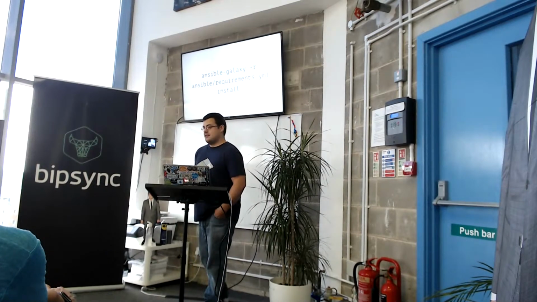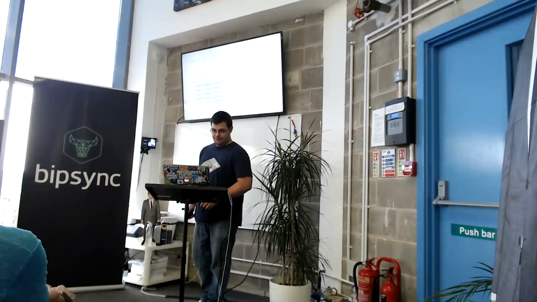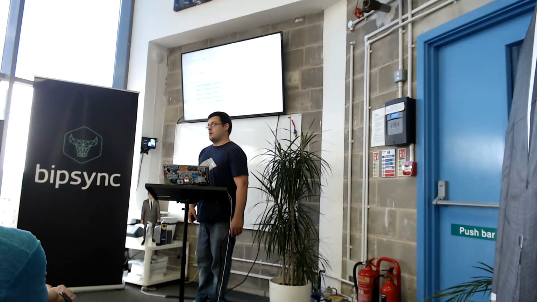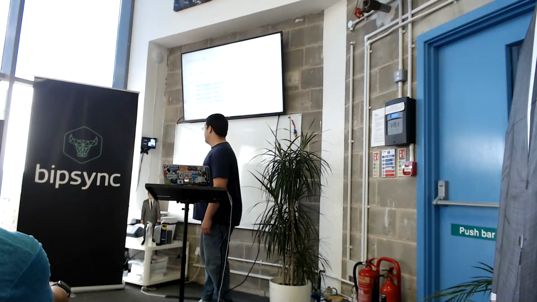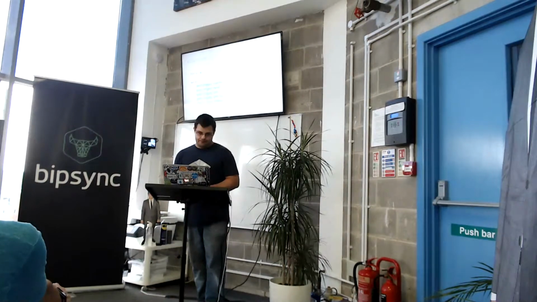We can use the Ansible Galaxy command and point it to our requirements file, and it will go and install them for us. And then we can put them into a playbook, just specify the roles key, and then it's going to install those roles from our playbook.